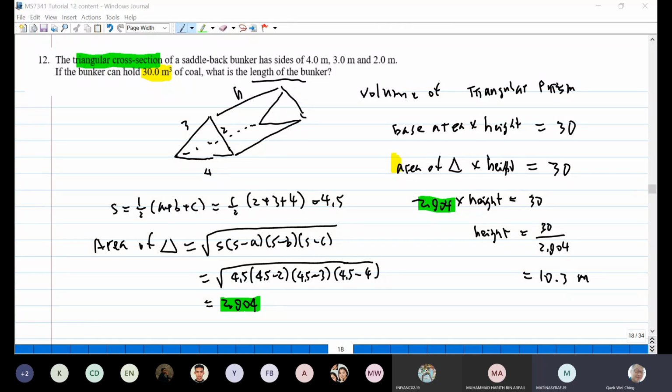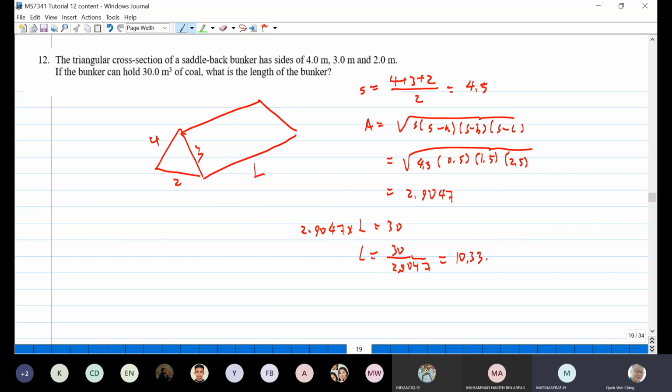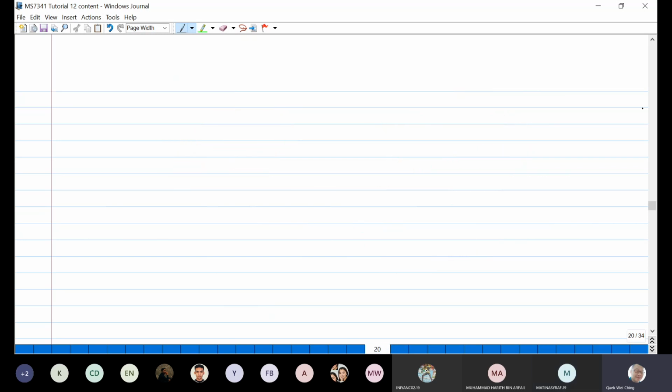Okay, so I have shown you how to do questions 8 to 12 already, and that is all I intend to do for this tutorial. Next week I'm going to do revision. Let's see what you need to do for revision. Where can you find it? I'm going to share with you how to find the revision material.